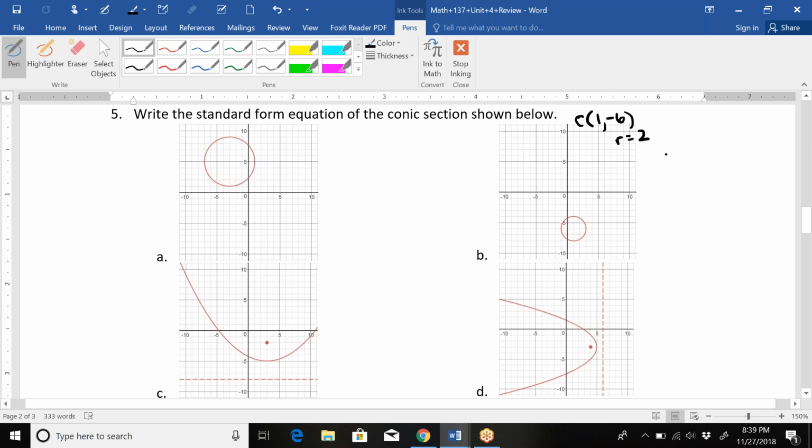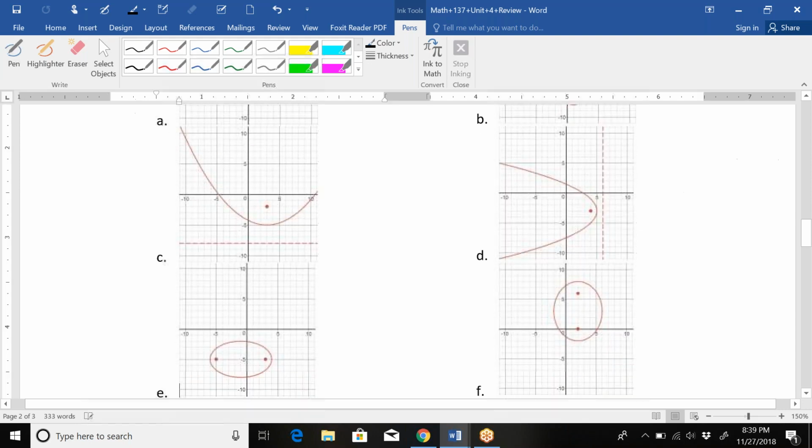So radius of 2. So remember, the formula for a circle is x minus h squared plus y minus k squared equals r squared. So we're plugging this stuff in. So x minus 1 squared plus y minus -6 would be plus 6 squared equals 2 squared, which is 4. So there's the equation for that one. Okay, so let's see what we need to pick out for B.